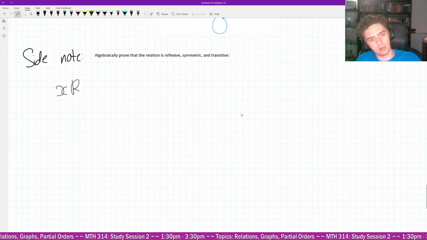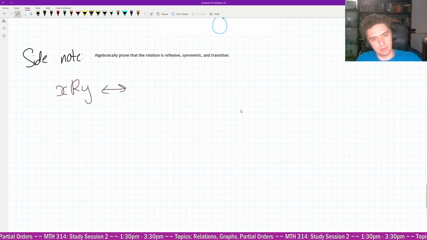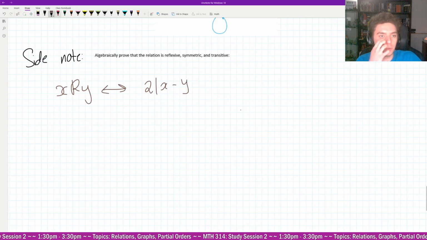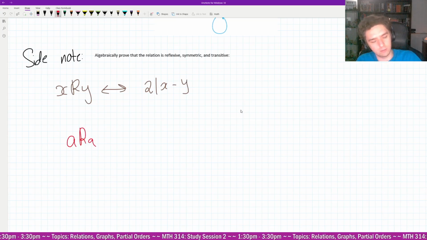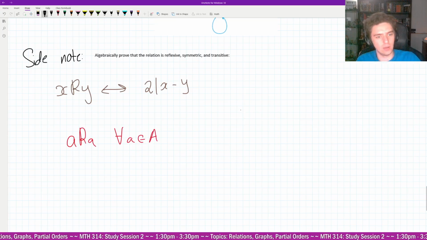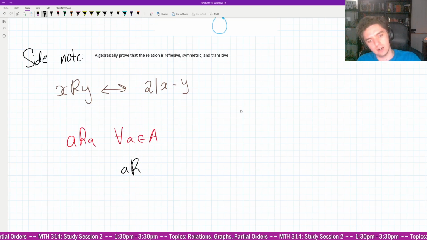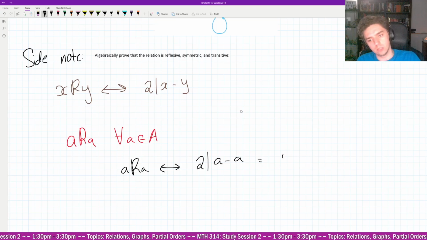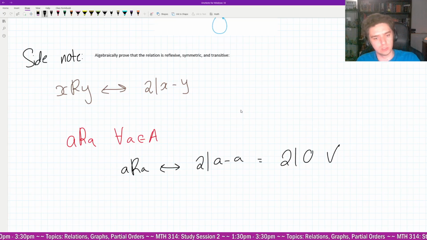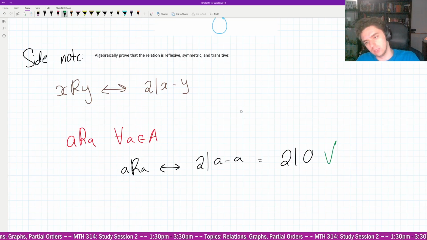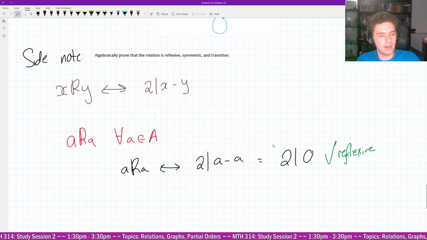So remember, x R y means that 2 divides x minus y. First of all, algebraically prove that a R a for all a in A, right? So a R a would imply 2 divides a minus a, which is 2 divides 0, which is a true statement. So we have proven that it is reflexive, right? So yes, reflexive.